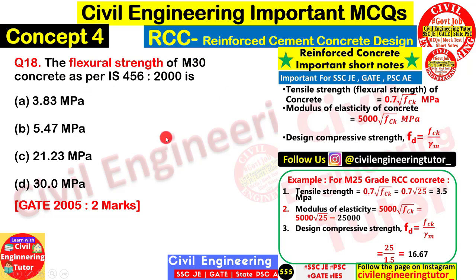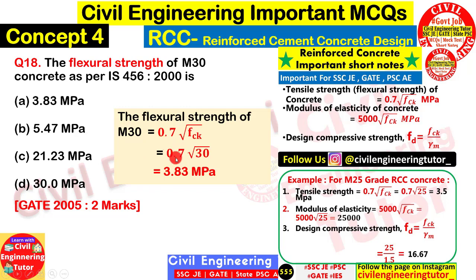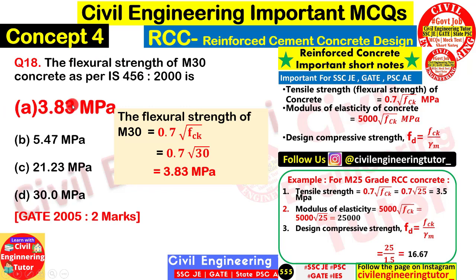So let's see. This question is asked in GATE 2005. This is a 2 marks question. So remember this. Simply putting 0.7 root over 30, we will get 3.83 megapascal. So here the correct answer will be A.